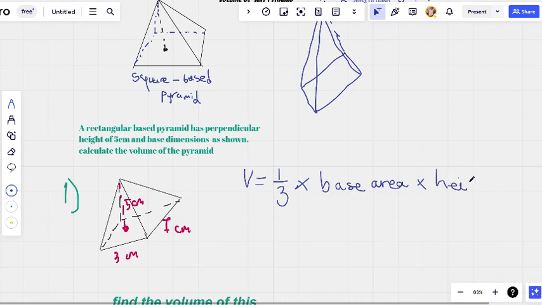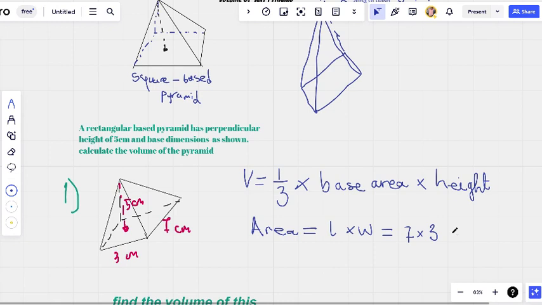Right now, before we can progress, we have to calculate the area of the rectangle, because the base of this pyramid is a rectangle. The area of a rectangle is length times width, which is 7 times 3, and it gives us 21 centimeters square. So this is our base area for this pyramid, 21 centimeters square.